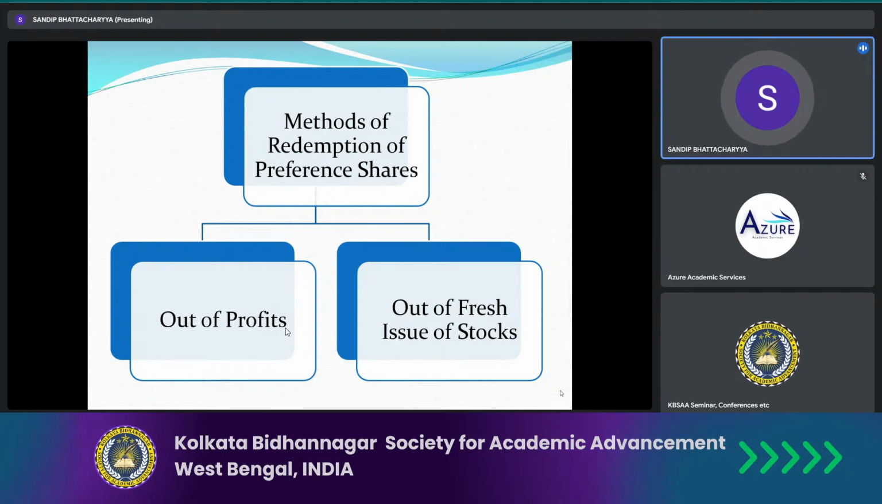Suppose a company has already issued 6% preference shares, where 6% is the coupon rate. That means 6% is the preference dividend. Now, at the time of redemption, I do not have a sufficient amount of funds, so I need to issue a security. What type of security do I need to issue? Either in the form of equity or in the form of preference shares.